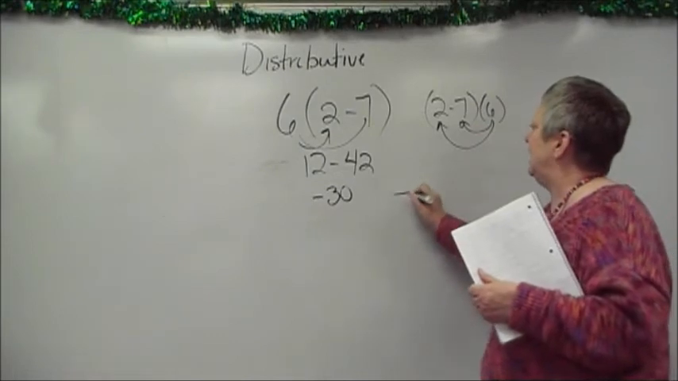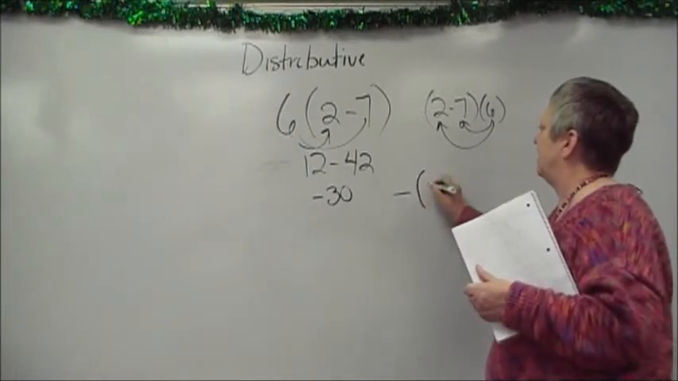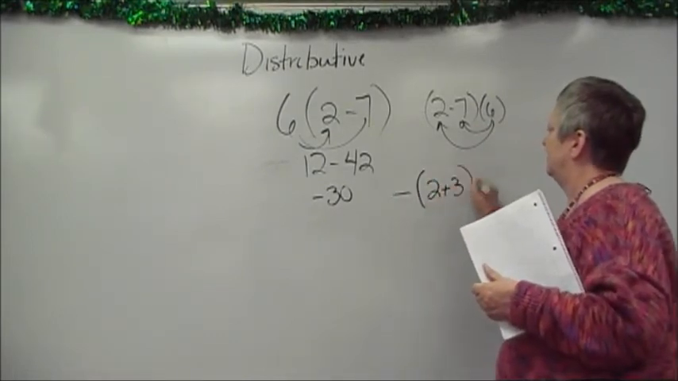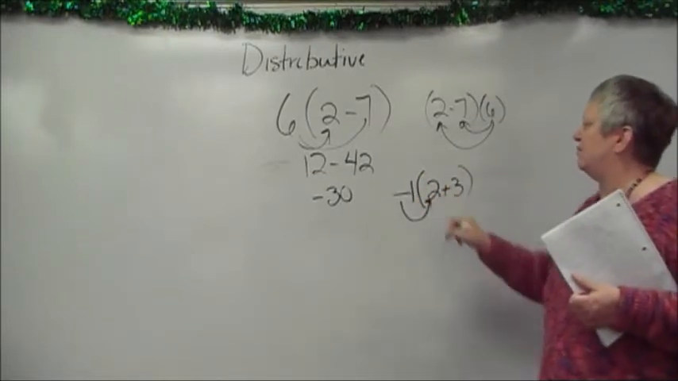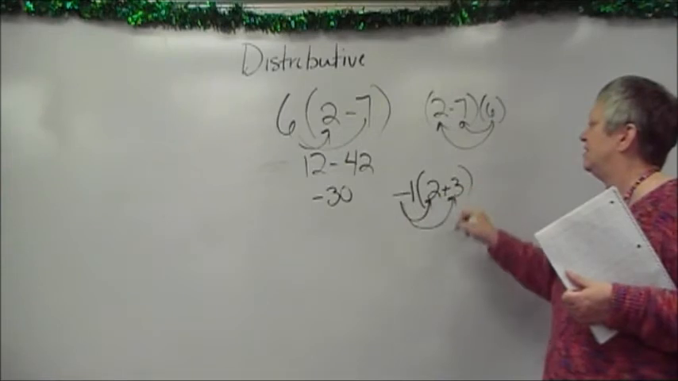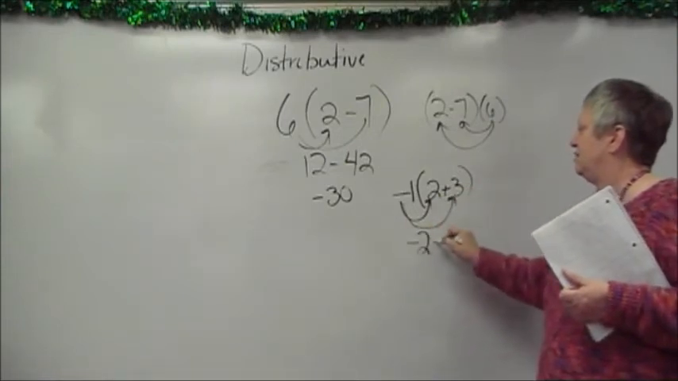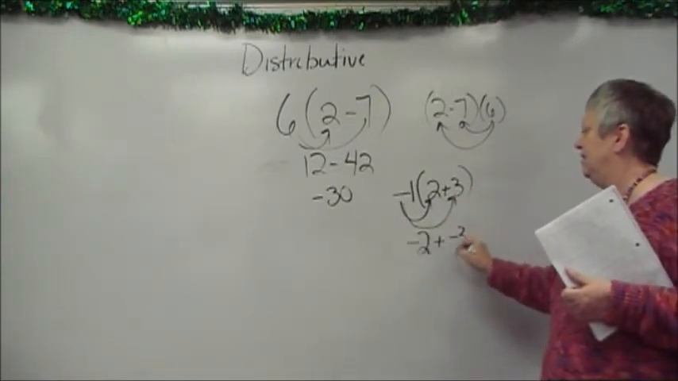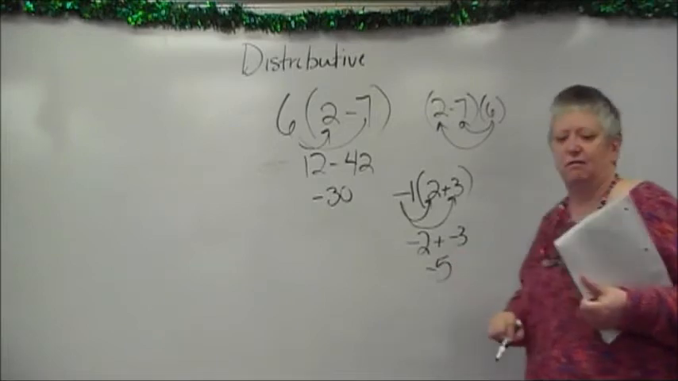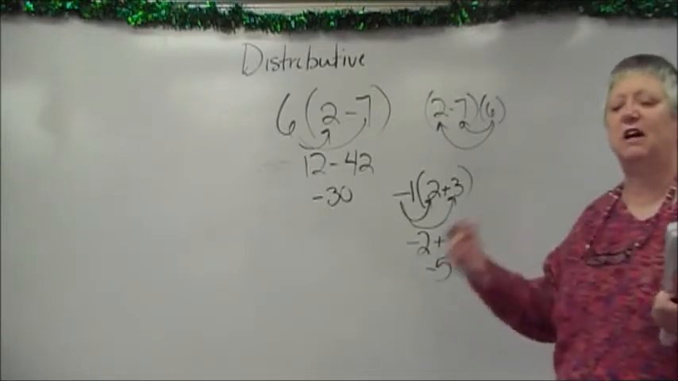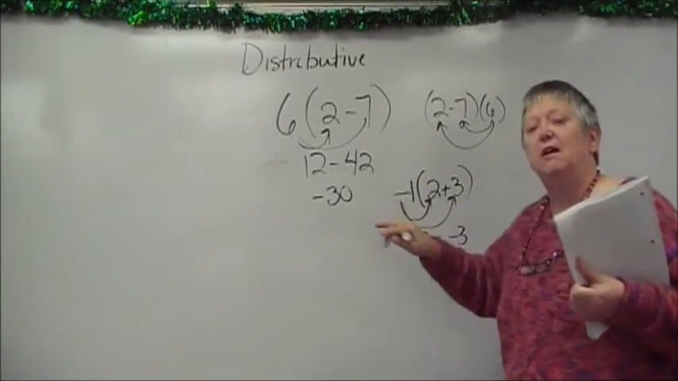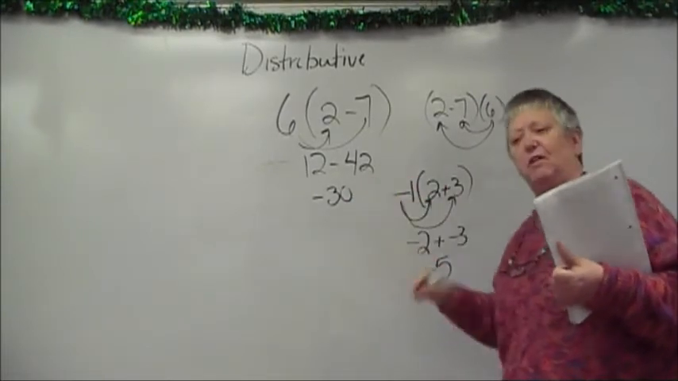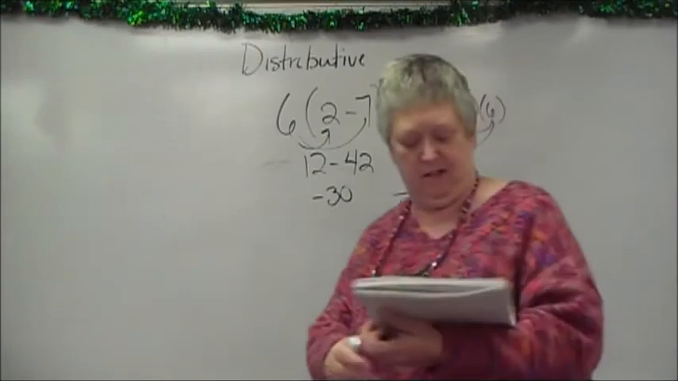If we had a negative in front of that, that just means think of this as negative 1. So you're going to take a negative 1 times 2 and a negative 1 times 3. So that'd be negative 2 plus a negative 3, which gets to be a negative 5. This is probably the thought process, but today with the distributive, I want you to write down each of the parts.